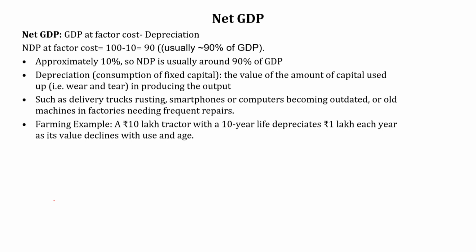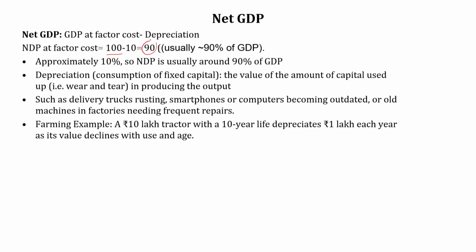Most often we also report net GDP. Otherwise we also call it NDP, net GDP or NDP. So net GDP means GDP at factor cost minus depreciation. Depreciation means there will be wear and tear of fixed capital that we need to account for in the GDP calculation. So NDP at factor cost, let us take an example here. For example, 100 is the GDP at factor cost and depreciation is, for example, 10. Then what we get is the NDP is 90.